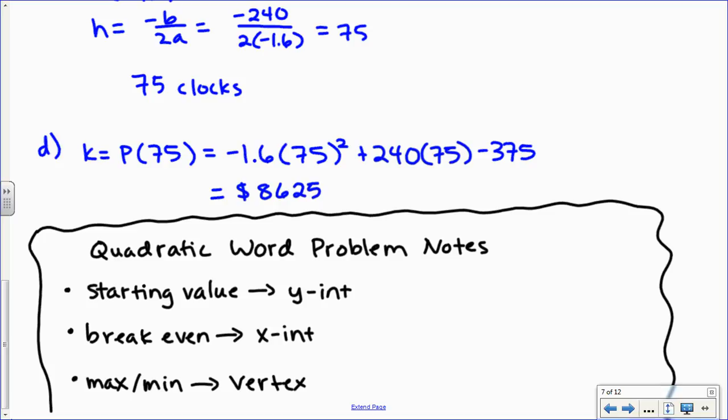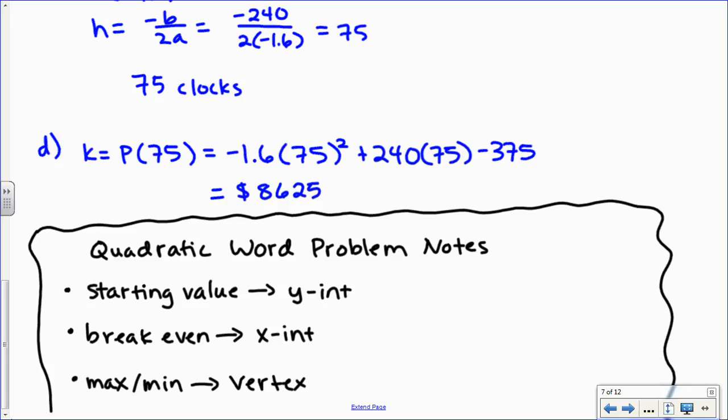So you might not have on the word problem, it might not specifically say find the y-intercept. It might say before you begin, how much profit do you have, or something like that. Here it might say how many clocks would you have to sell to break even. You have to know that's asking for your x-intercepts. And then what is the maximum number of clocks or maximum profit? You have to know that's asking for your vertex. Yes. All right. Questions about that?